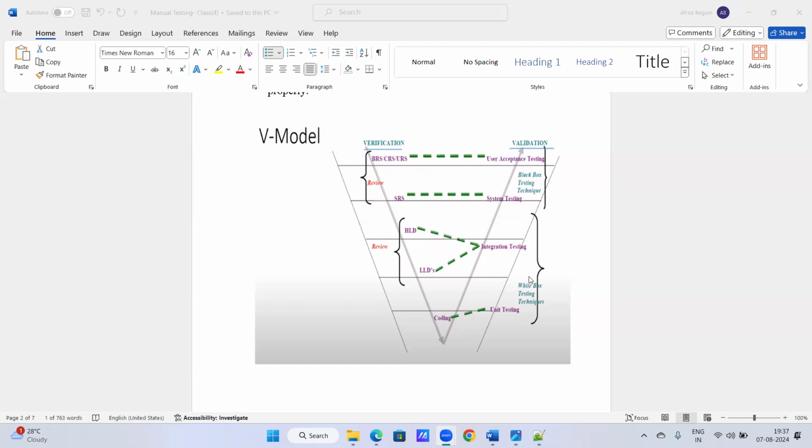So here, if you see, there are 4 levels. What are those 4 levels? Unit testing, integration testing, system testing, user acceptance testing. So this part is called the validation part. So what is unit testing? What is the meaning of unit testing?